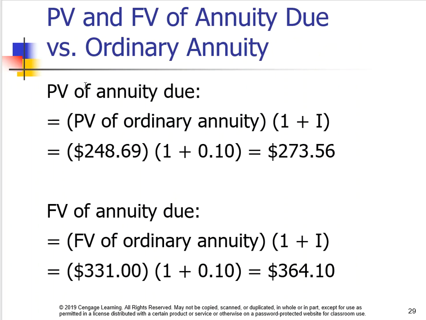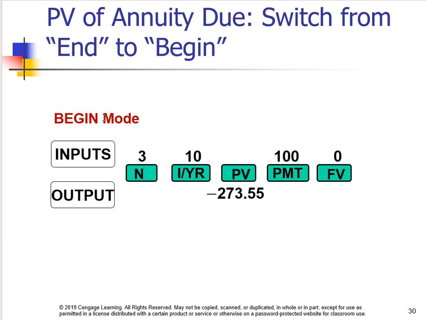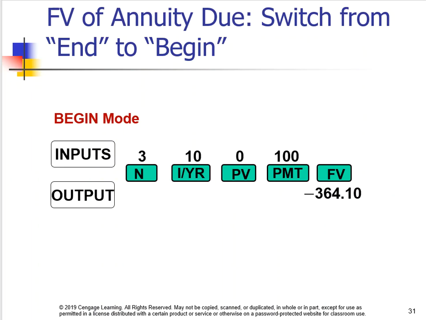So for the present value of an annuity due, you could find the present value of an ordinary annuity and multiply it by 1 plus I. That's one way to do it. That's the future value of an annuity due. Or you can put your calculator into begin mode and then just input the variables like you normally do. In begin mode, we find out that the present value is negative 273 and the future value is 364. If you put your calculator in begin mode, you have to make sure that you put it out of begin mode after you're done with that problem, because the normal assumption is that we're going to be in end mode.